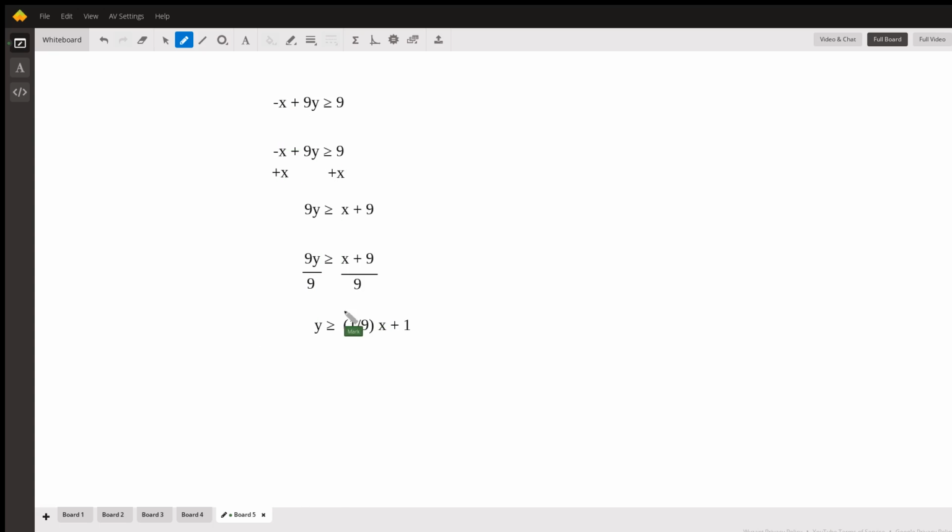So here is the final equation. And here are the steps that I told you about. First, you have your equation that you're starting off with. You're going to get x to the other side. Then we're going to divide by 9 so we can get y by itself here. And then finally, you get your equation in slope-intercept form with an inequality.